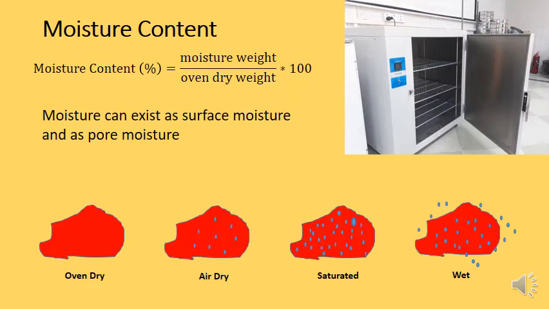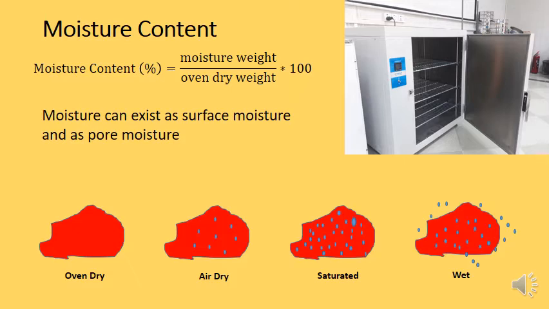Now let's say we take that and we put it in a bucket of water and we let it soak overnight, and then we take it out and it's wet and there's water all over the surface. But as well as that, there's also water inside the aggregate particle with the pores, porosity. And that's shown with the example in the bottom right hand corner. That is a wet aggregate particle.